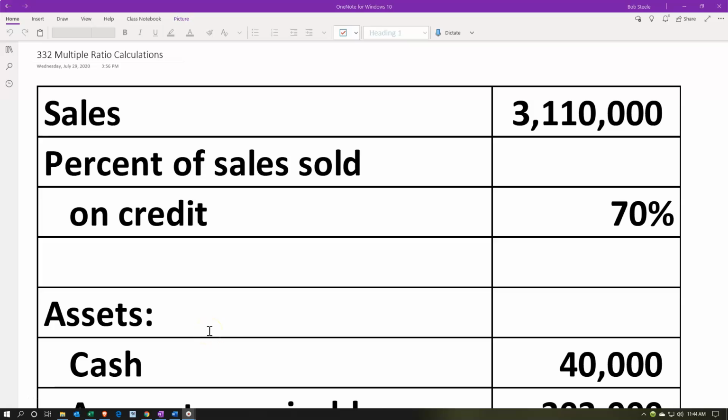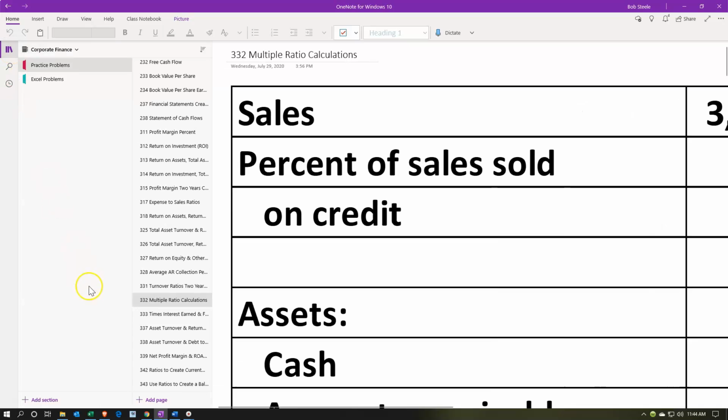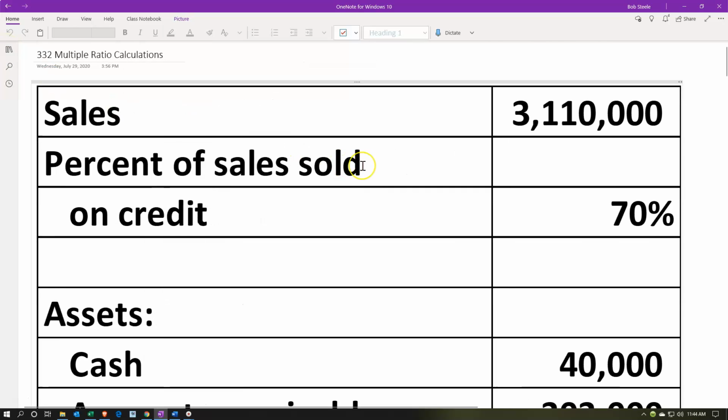Here we are in OneNote. If you would like to follow along in OneNote, you're not required to, but if you have access to it and would like to, we are in the 332 Multiple Ratio Calculations tab under the Practice Problems section. Now, closing this back out, we're going to see our information up top. We'll go over all the information first, then we'll take a look at pieces of that information that will be necessary as we go through our practice problem.